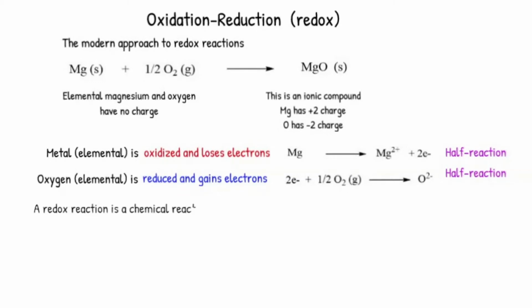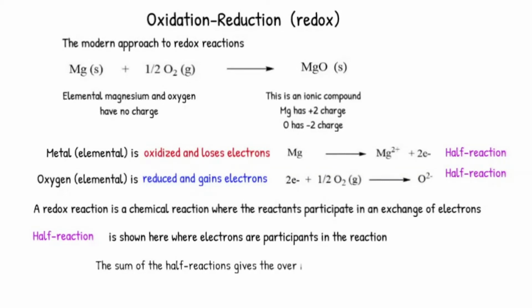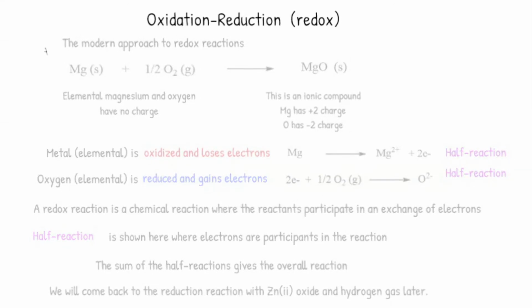A redox reaction is a chemical reaction where the reactants participate in an exchange of electrons. A half reaction is shown where electrons participate in the reaction. The sum of the half reactions gives the overall reaction. We'll come back to the reduction reaction with zinc(II) oxide and hydrogen gas later.